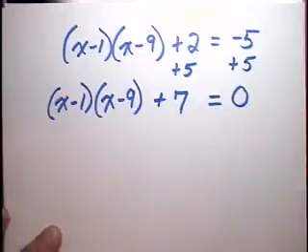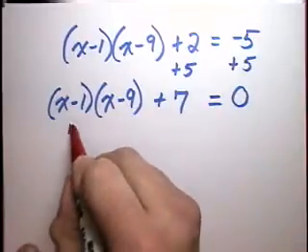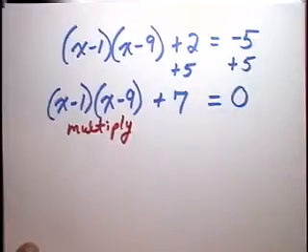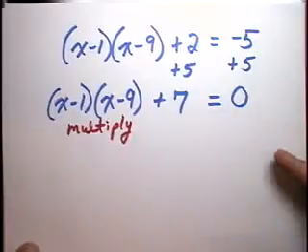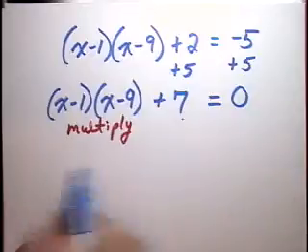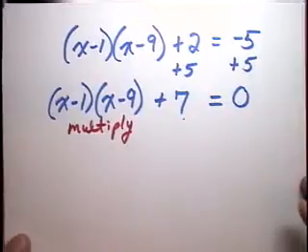Now since I got one side of my equation to be 0, I know the next thing I want to do is to factor the left side. But that doesn't look like anything I can identify as a factoring problem. So what I need to do next is to multiply this part out and figure out what x minus 1 times x minus 9 actually is, and then see if I can combine the 7 so that I can get something on this side that looks like a polynomial that I know how to factor.